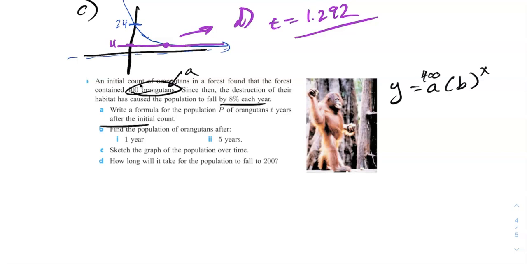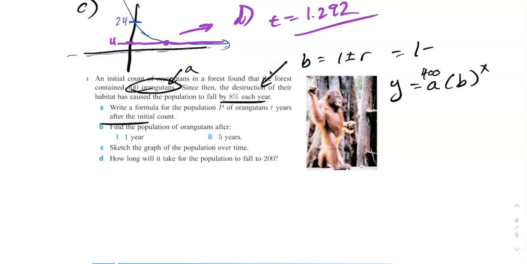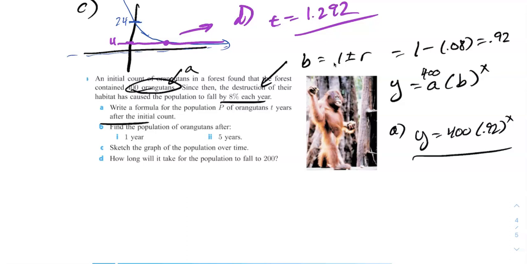And then it falls 8%. So that's very important. The way you find your b is 1 plus or minus r, what the rate is. So in this case, it's falling 8%, so it's going to be 1 minus my rate, which is 0.08, because it's 8%. So my b here is going to be 1 minus, because again, it's a decay, whereas growth would be plus, 0.08 rate, which is 0.92. So this is going to be our general equation: y equals 400 times 0.92 to the x. So there's our equation.